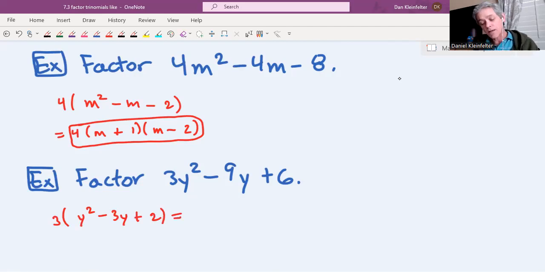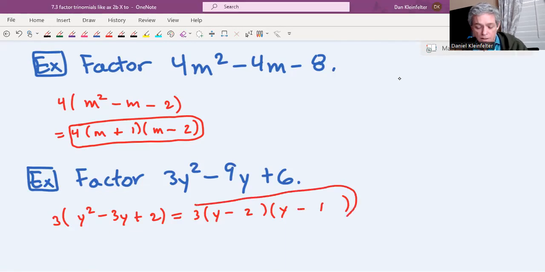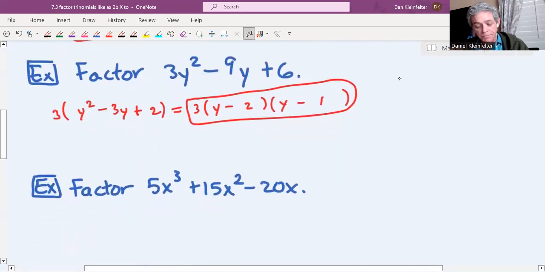And then from here, inside I can see that we're going to have a product of binomials. We have two numbers that are the same sign, which is what that plus tells me, and they need to both be negative, so we'll have y minuses. And then I need to find two numbers that multiply to be 2 and add to negative 3. So that sounds like negative 2 and negative 1. So we have 3 times y minus 2 times y minus 1. Okay, and that will do it.